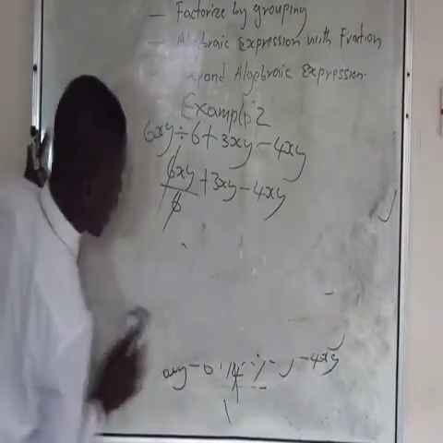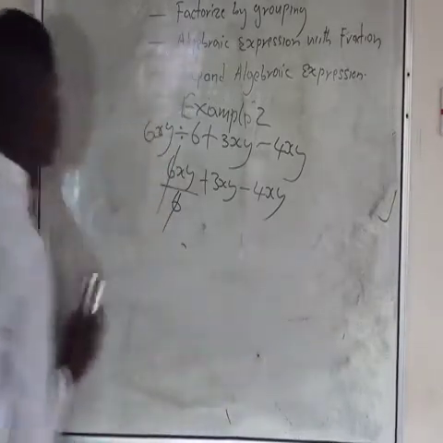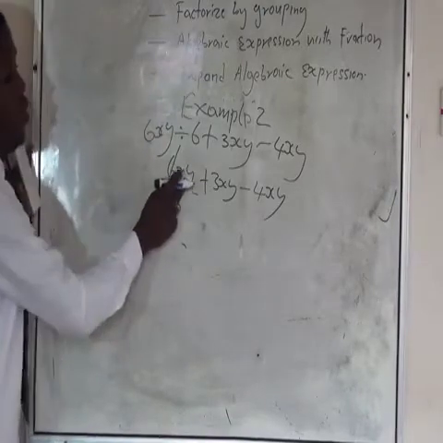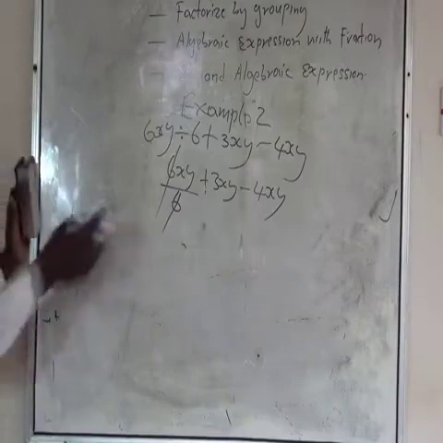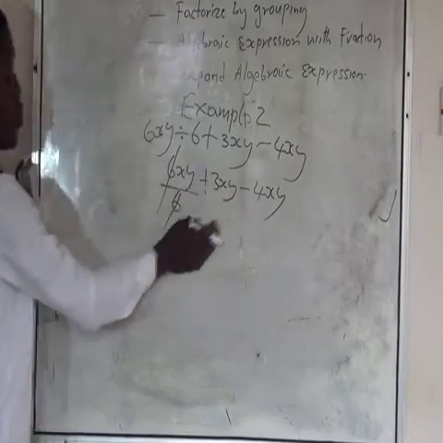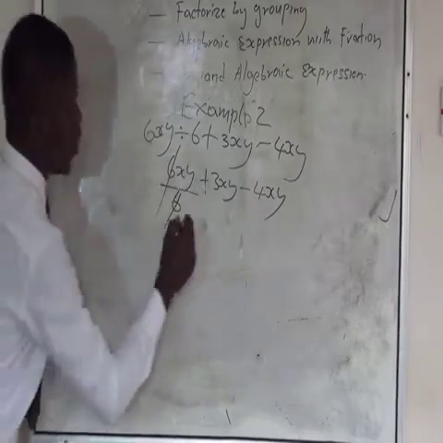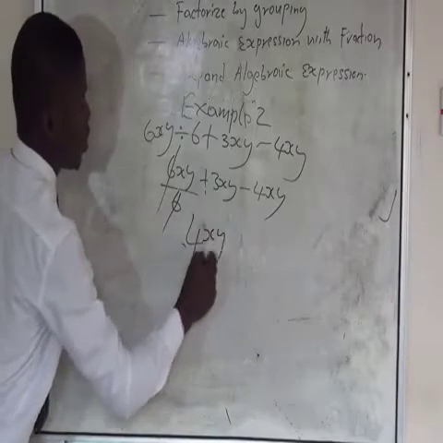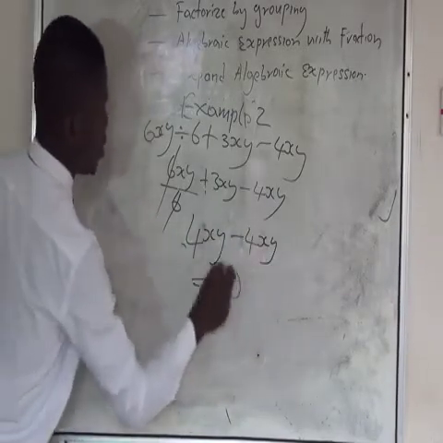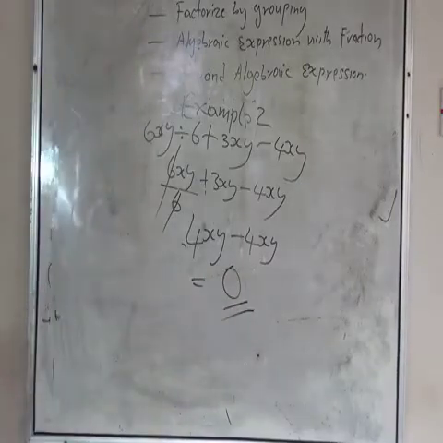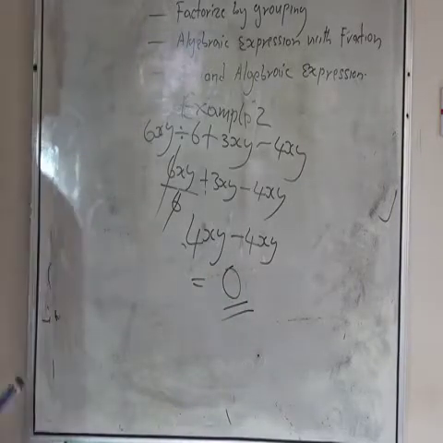Then we are going to add. Next thing is addition. xy plus 3xy will give us 4xy. So we have 4xy minus 4xy. The answer will be 0. That one is settled. Let's go to the next subtopic.